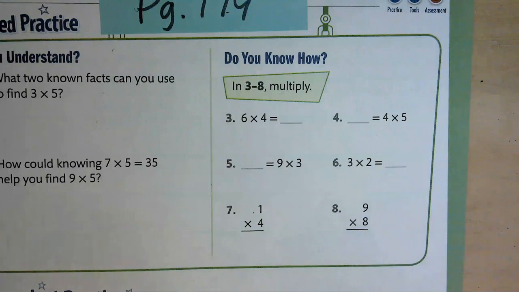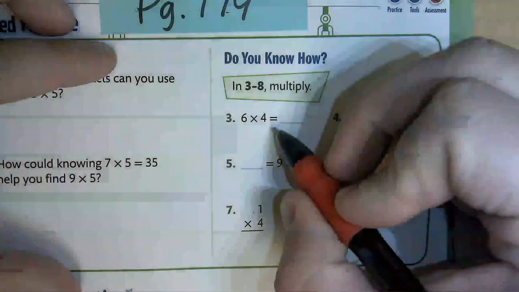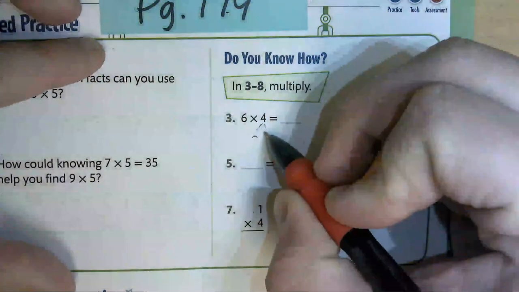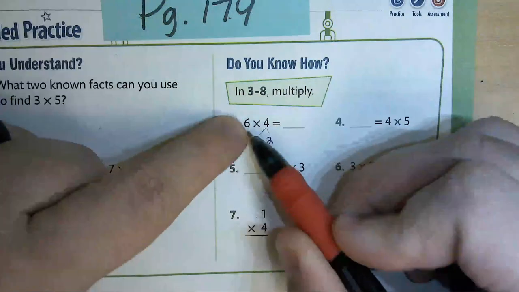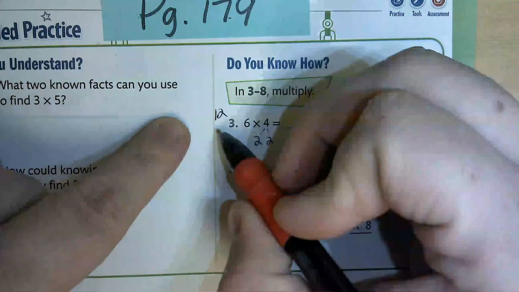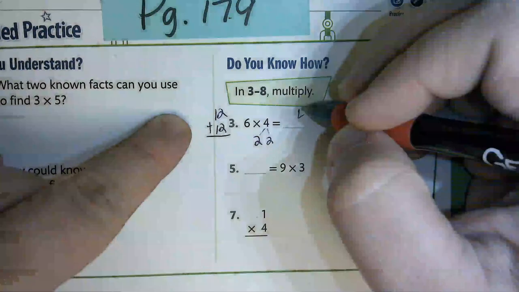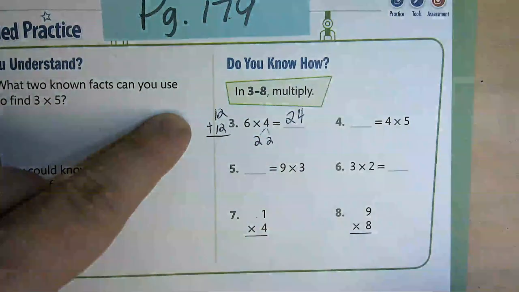All right. So first up, we've got 6 times 4. Well, I know that 4 can be broken into 2 and 2. All right. And 6 times 2 is 12. And then I've got another 6 times 2, which is another 12. So then I can say, well, what's 12 plus 12? Well, it is 24.